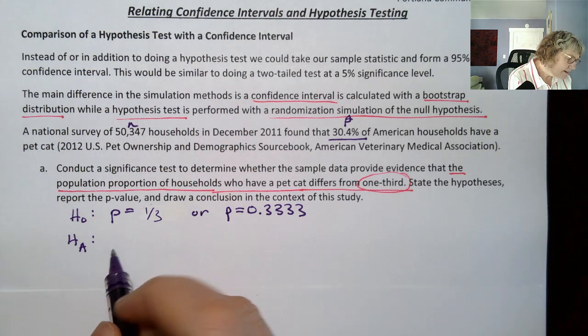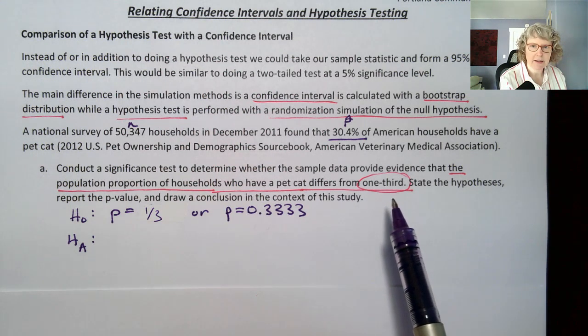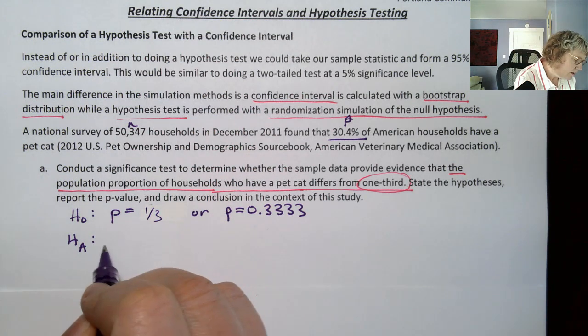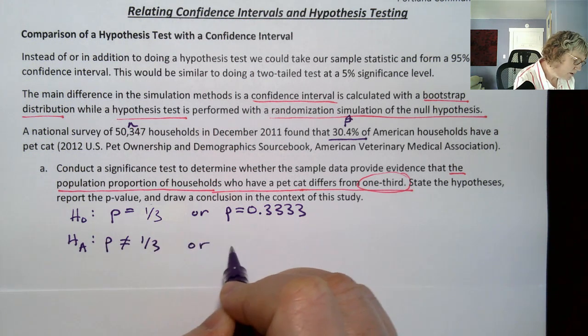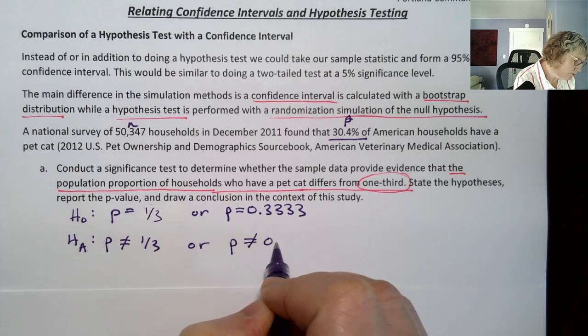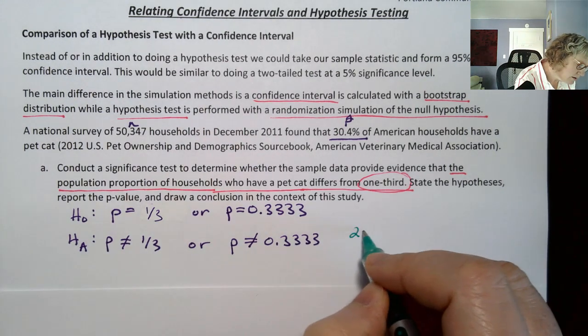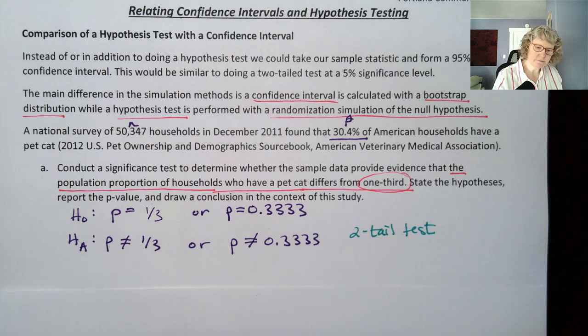Okay, then our alternate, that's our claim, right? That it differs from 1/3. So what symbol is that? And what type of test is this? Left tail, right tail, or two tail? So differs from would be not equal to 1/3. Or p is not equal to 0.3333. Okay, so if you said this is a two-tail test, you are correct. Okay, great. So yeah, it's just all blank here. So we're doing our test without the training wheels.